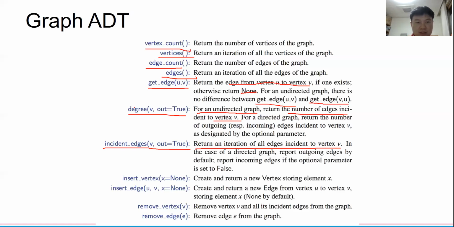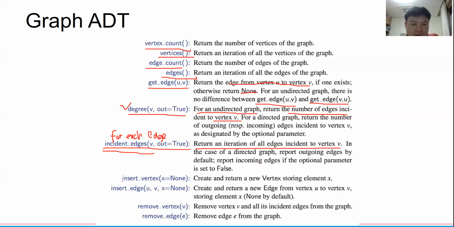So if it is the degree, I just want to know the number. But if it is the incident edges, I want the iteration. I want to go to every edge, so I want to iterate. It is the same as a for loop. Maybe I want to go to every edge, for each of the edges. So it means I will iterate over e1, e2, e3, and so on.